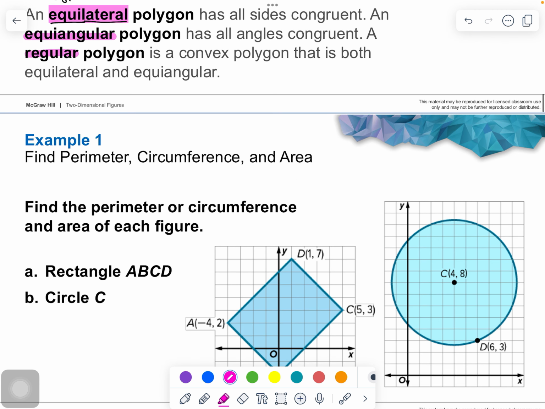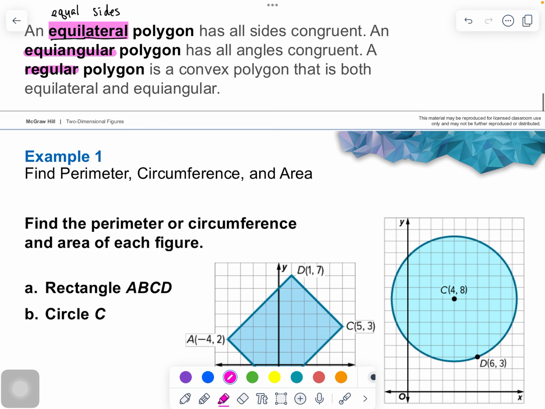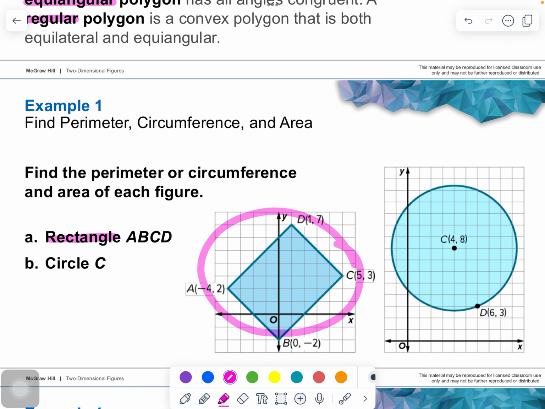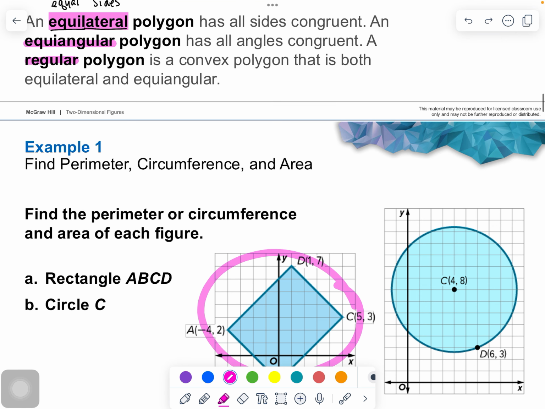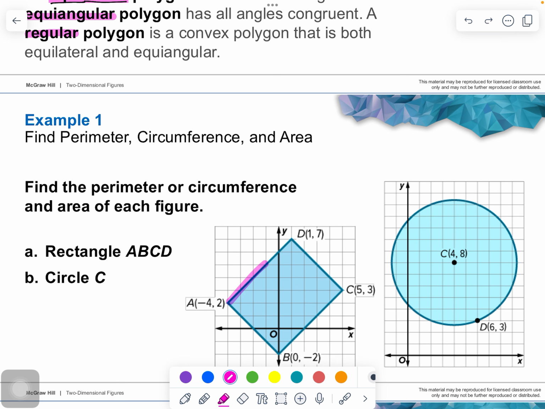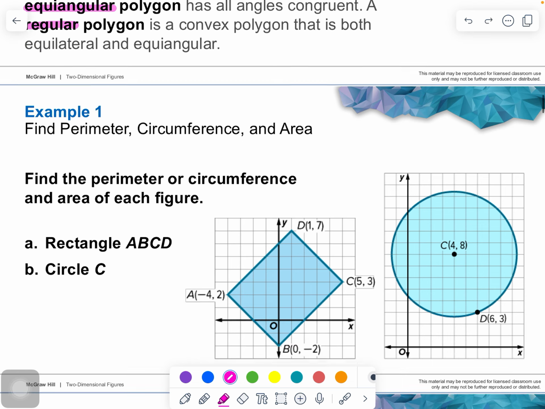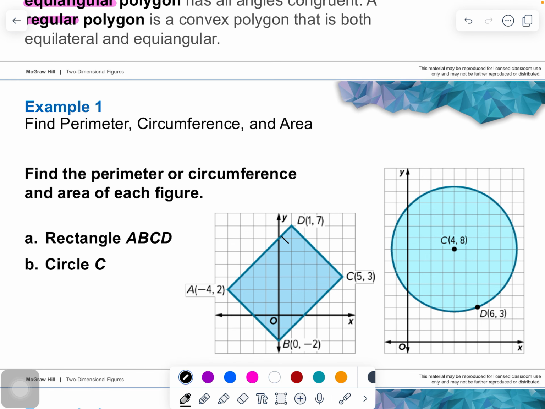So if we look at, for instance, this guy right there. First of all, they tell us it's a rectangle, but it would not be equilateral because it does not have the same length of sides by appearance, not equal side length, which means it's also not a regular polygon because it does not have equal sides. It is, however, equiangular because it's 90 degrees in the corners. So it's equiangular, but not equilateral.